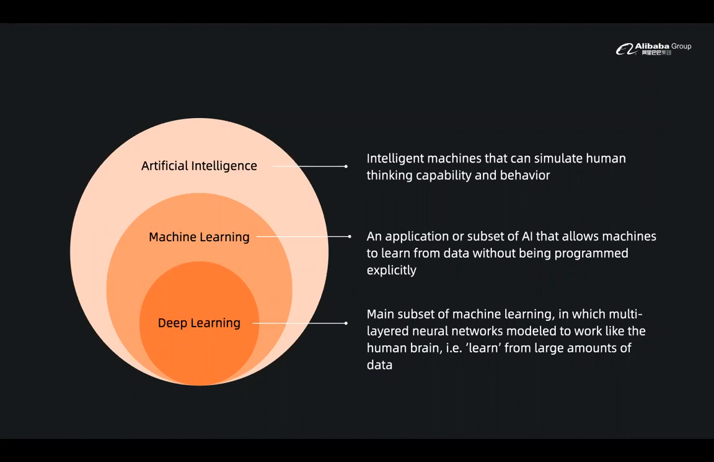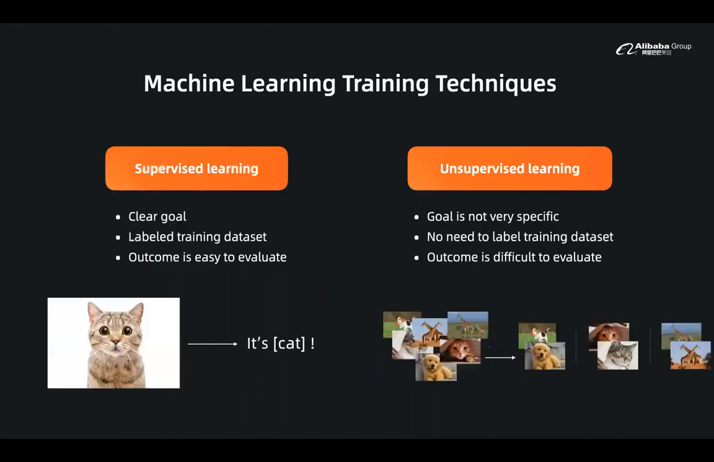And since today we mainly discuss the application on e-commerce apps, I will go a bit deeper into machine learning glossaries, since we use machine learning a lot in most scenarios. For machine learning, there are two main training techniques. One is supervised learning, another is unsupervised learning.